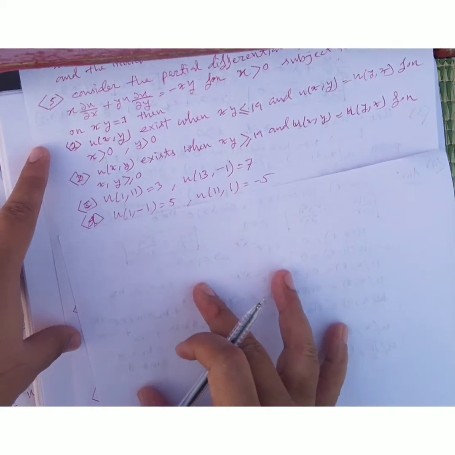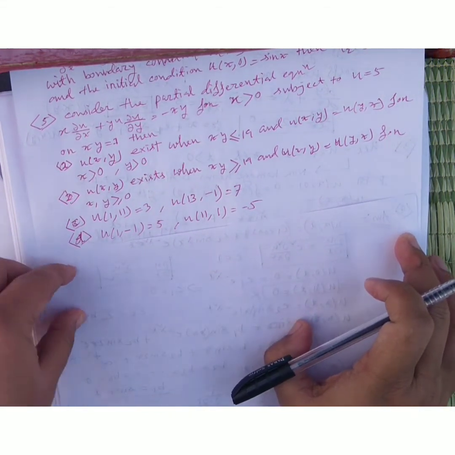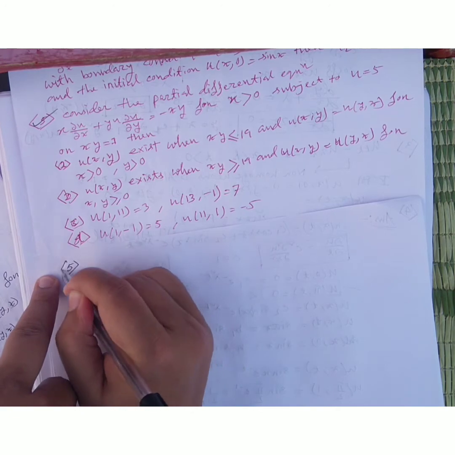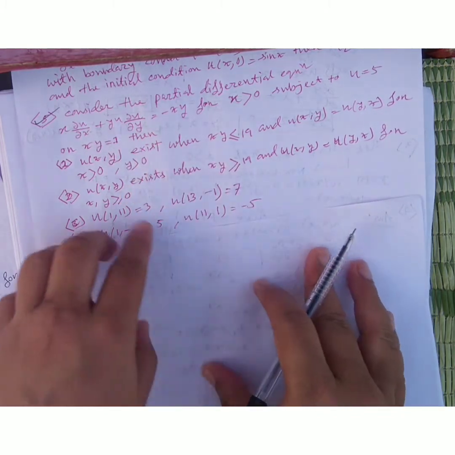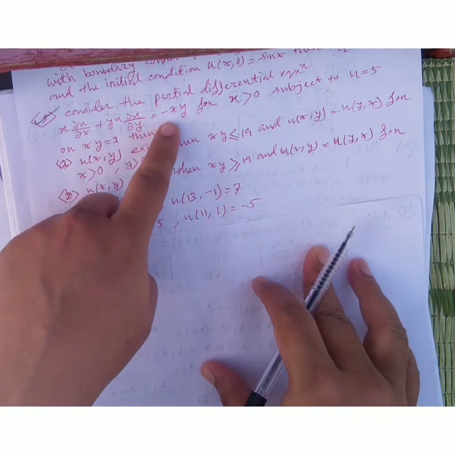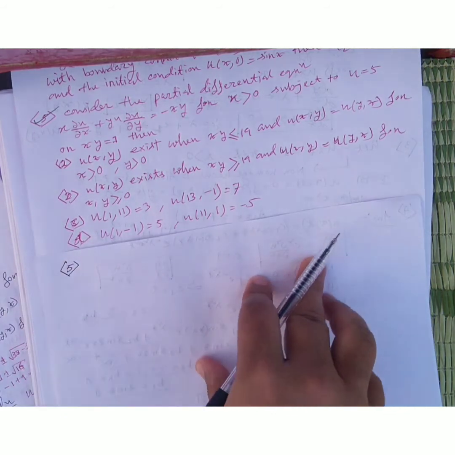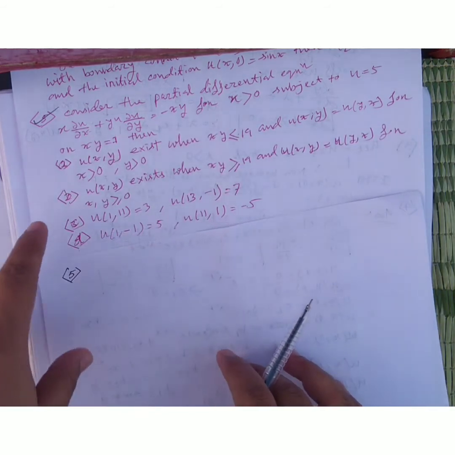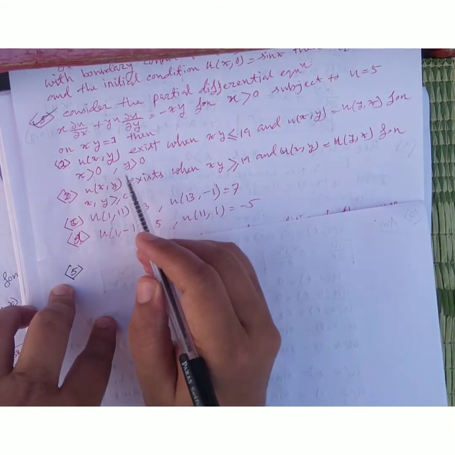Number 5. Number 5 says: consider the partial differential equation x ∂u/∂x times ∂u/∂y is equal to minus xy, and x greater than 0, subject to u = 5 on xy = 1, and u_xy, when xy ≤ 19, u_xy = u_yx for yx < 0.